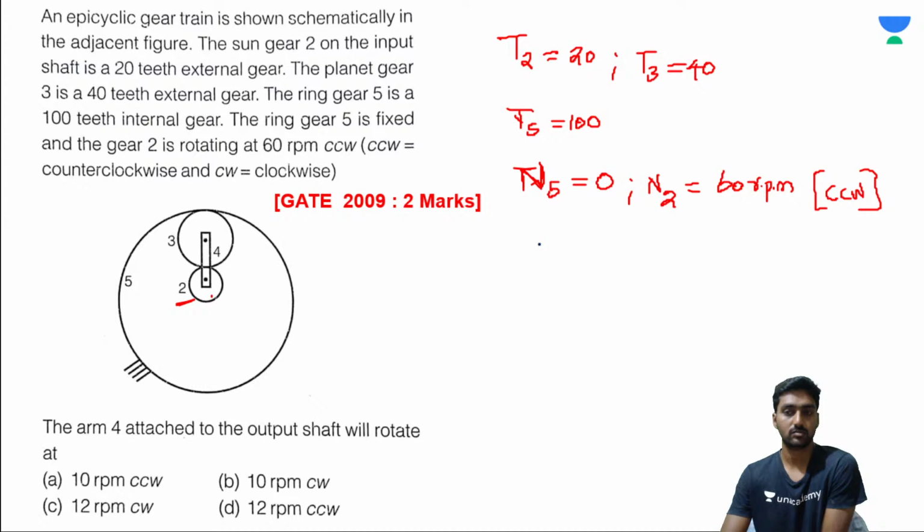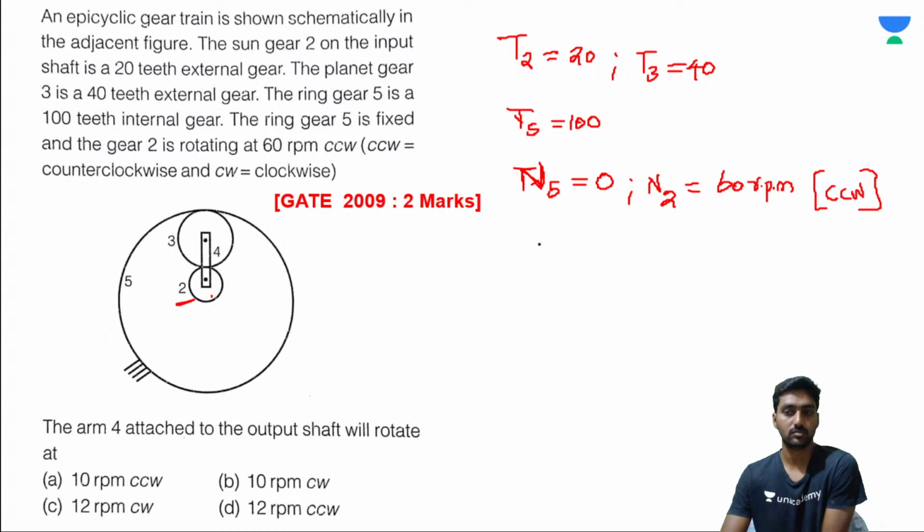Now N3 divided by N2 is minus, because they are meshing externally. N3 divided by N2 is minus T2 divided by T3. N2 is equal to +1, so N3 is equal to minus T2 divided by T3. Now gear 3 and 5, they are meshing internally.